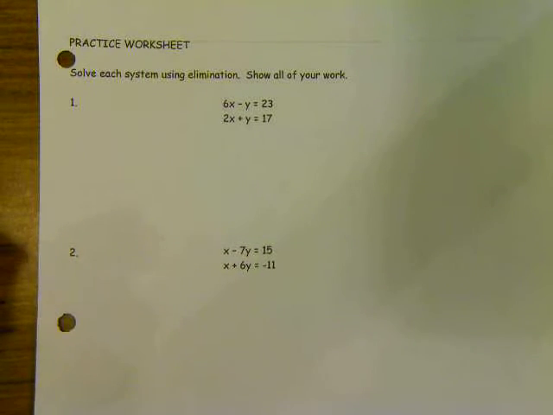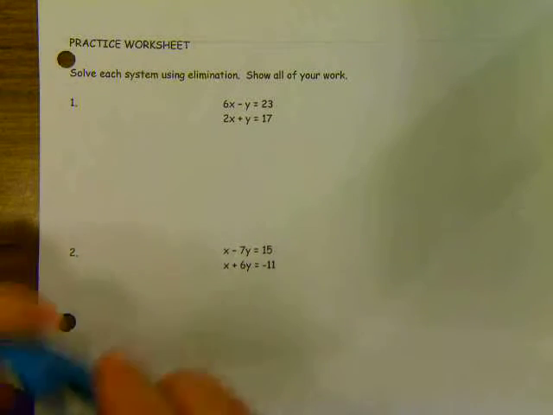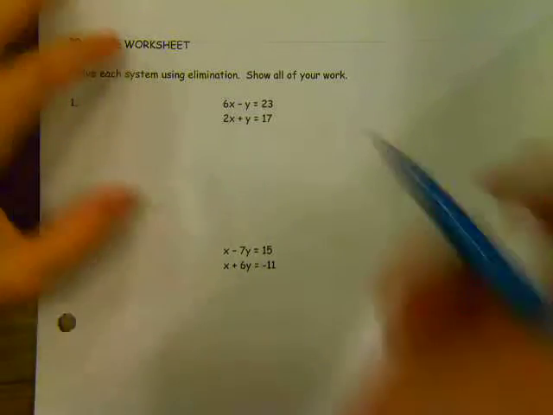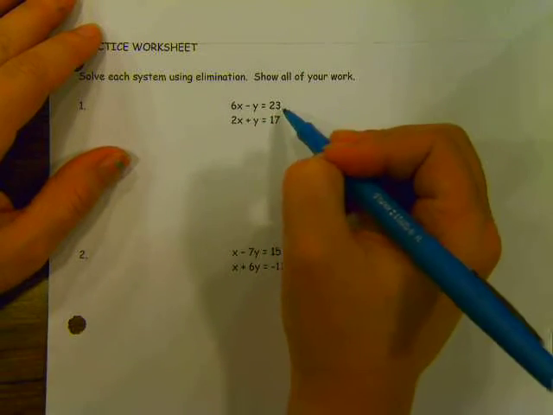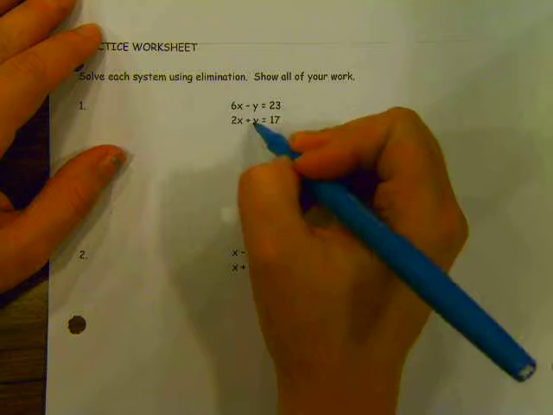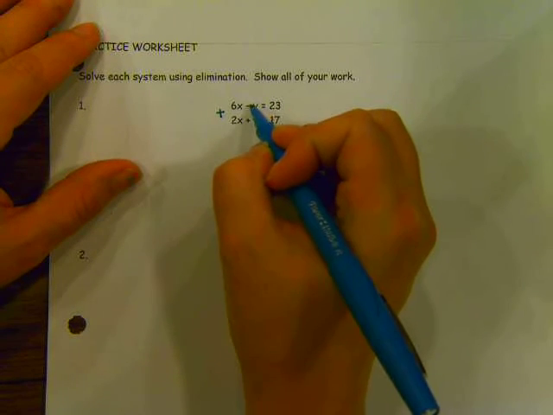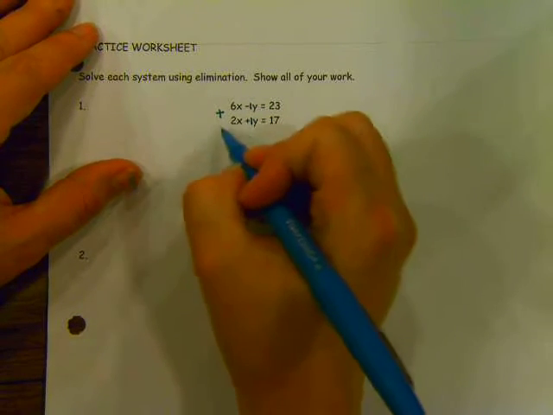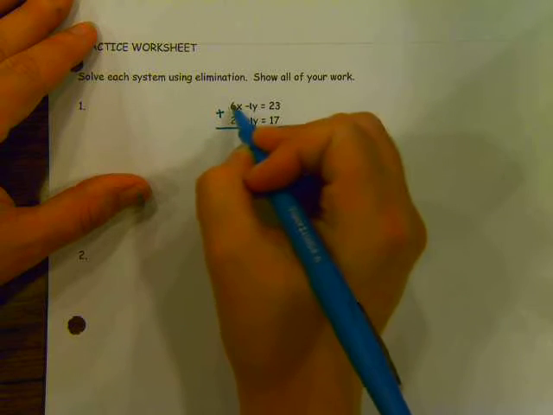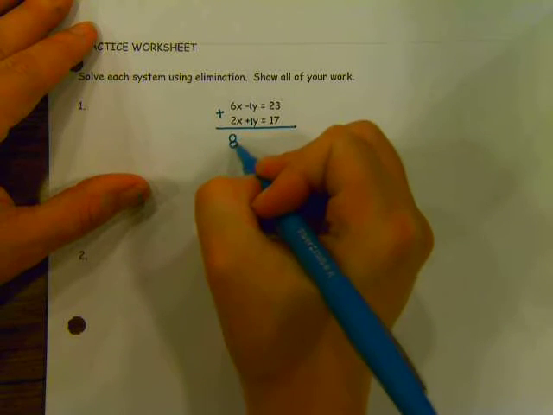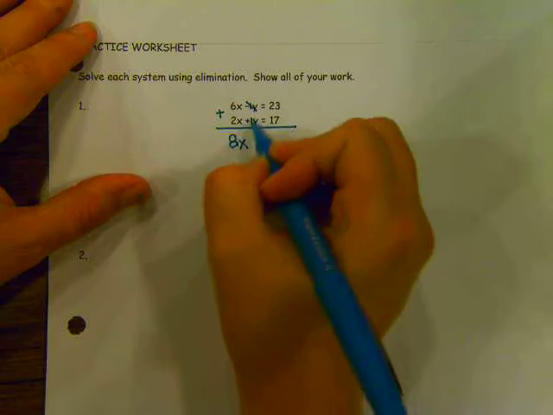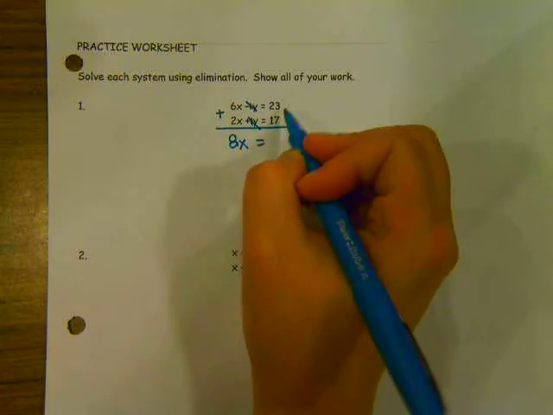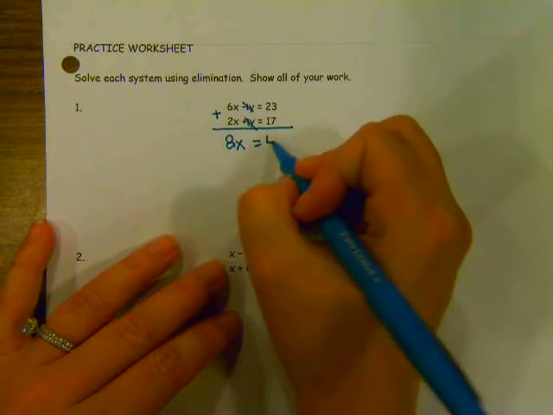Okay guys, let's take a look at these three problems, see how well you did on it. Right away, number one is an example where you don't have to multiply. You can already see the opposite numbers, which are the y's. We have a -1 and a +1. So by just adding them right away, 6x plus 2x is 8x. These two will eliminate, and then 23 plus 17 is 40, I believe.